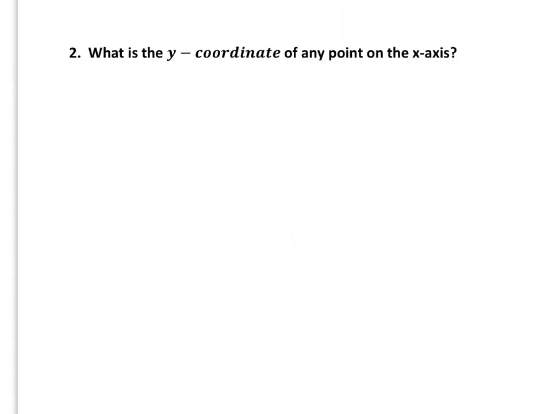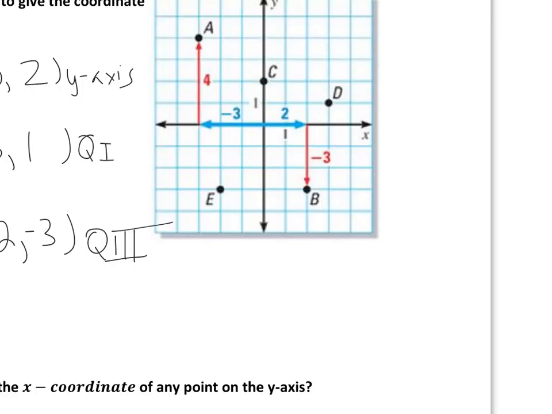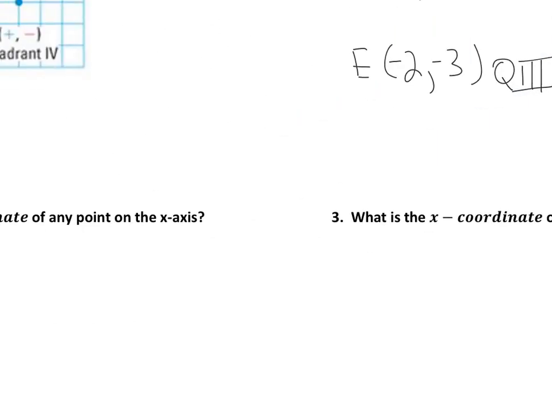This says what is the y-coordinate of any point on the x-axis? So let's go back and take a quick look at the x-axis. They want to know the y-coordinate anywhere on this x-axis. Well, I move right 1, up 0, so y is 0. Right 2, 0. Right 3, y is 0. Anywhere on this, the y-coordinate is 0.